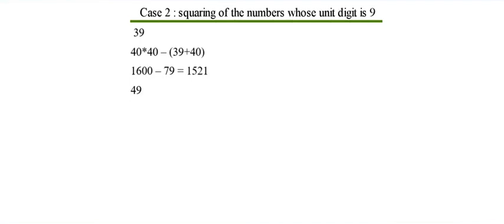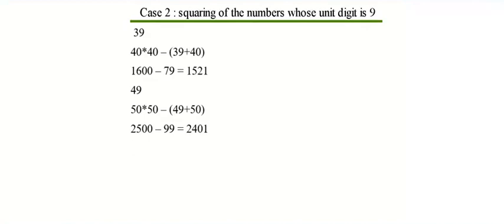Now 49 square can be written as what, you tell me? The nearest value is 50. So I'll write it as 50 into 50 minus, what do we do now? Now we'll take the same number 49. We'll add 50 to it. Correct? Now what is 50 into 50? 2500 minus what is 49 plus 50? That is 99. Now what is the answer? That should be equal to 2401.